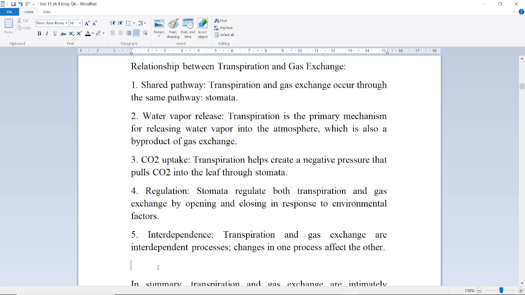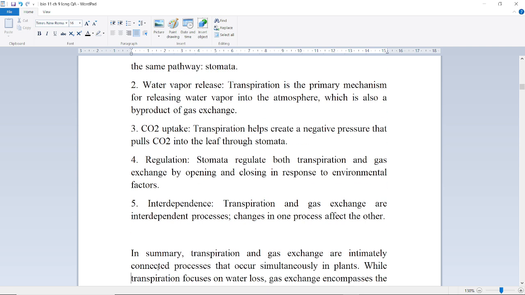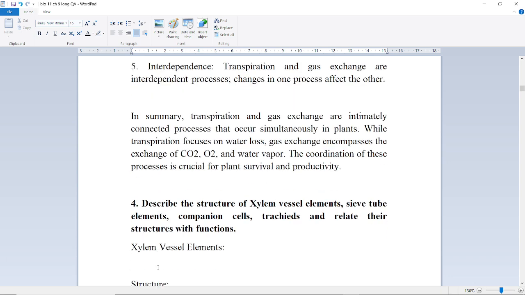Water vapor release. Transpiration is the primary mechanism for releasing water vapor into the atmosphere, which is also a byproduct of gas exchange. Carbon dioxide uptake. Transpiration helps create a negative pressure which pulls carbon dioxide into the leaf through stomata. Regulation. Stomata regulate both transpiration and gas exchange by opening and closing in response to environmental factors. Next is interdependence. Transpiration and gas exchange are interdependent processes. Changes in one process affect the other.